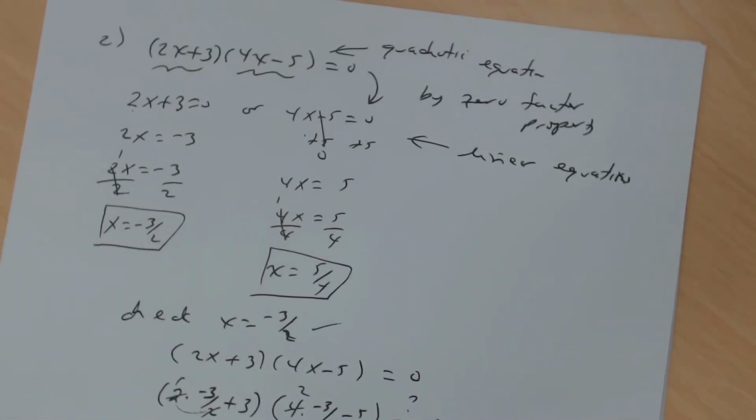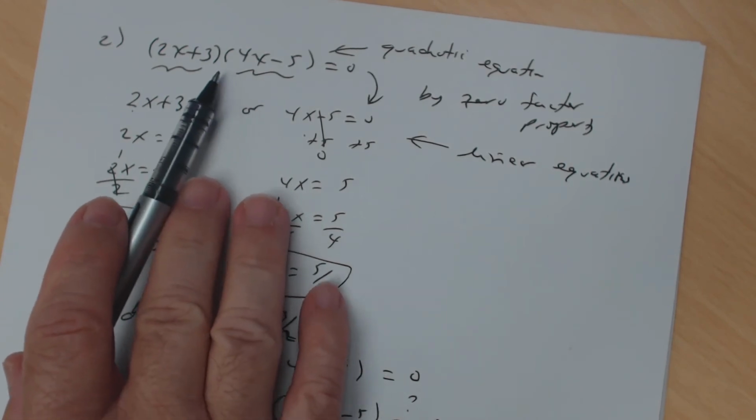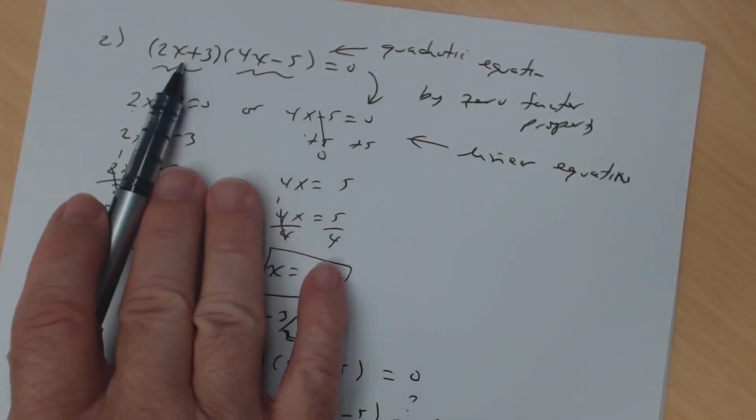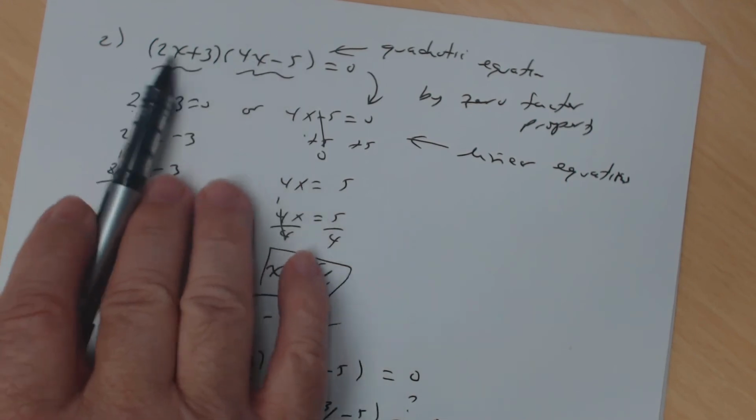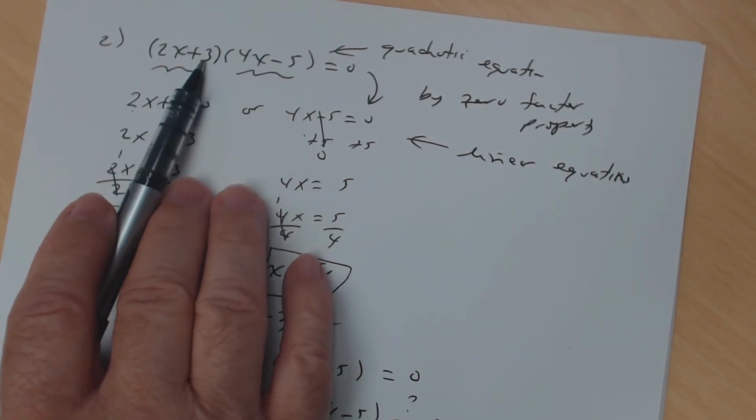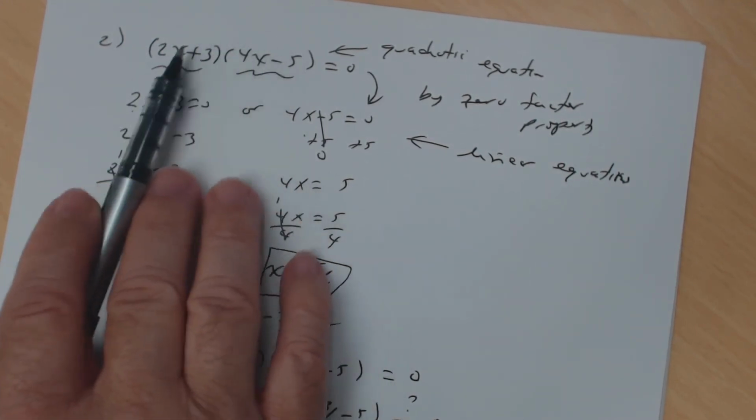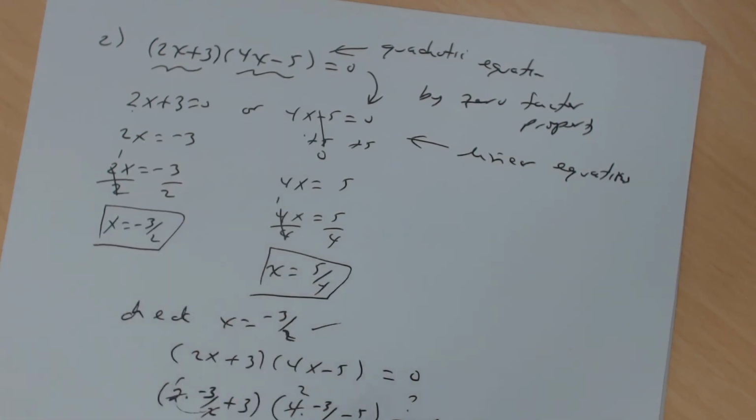Okay? All right, so again, here I could have gone directly to the zero factor property because this quadratic equation was already factored. And so you just set each one equal to 0, and you're done. There's your answer. All right, now let's look at this one.